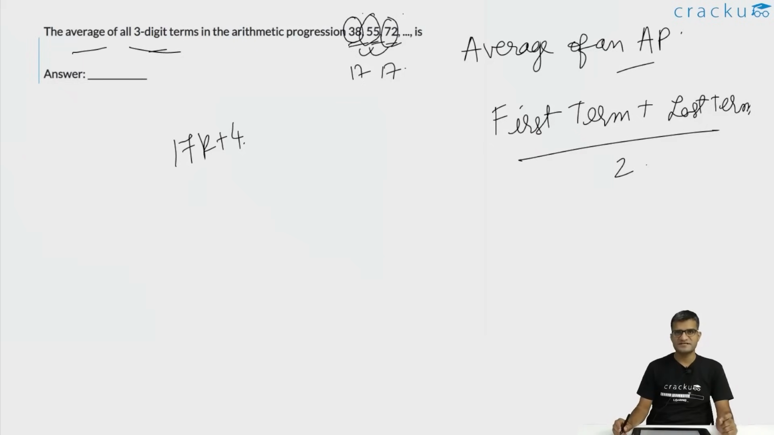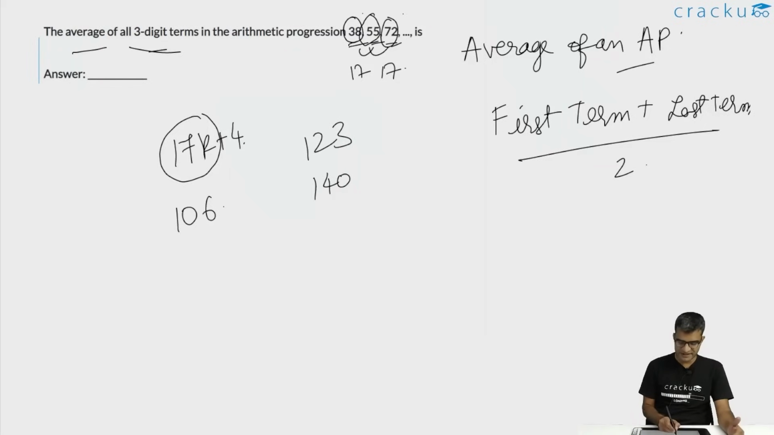What is the smallest 3-digit number which is part of this arithmetic progression? The smallest multiple of 17 that is a 3-digit number is 102. So the smallest term will be 106. So we'll have 106 in it, then we'll have 123 in it, then we'll have 140 in it and so on. What is the largest 3-digit number which will be part of this arithmetic progression?